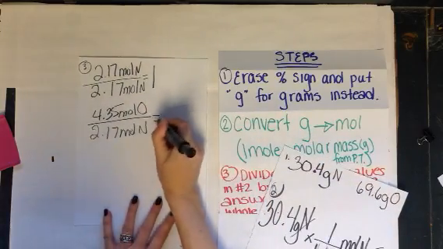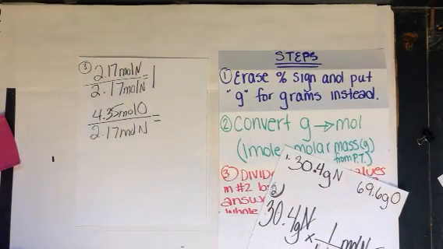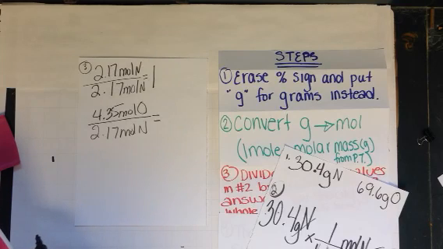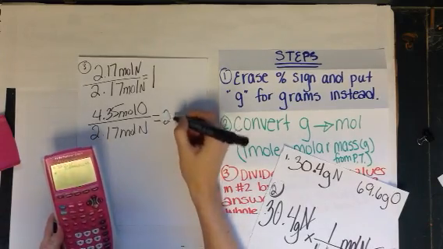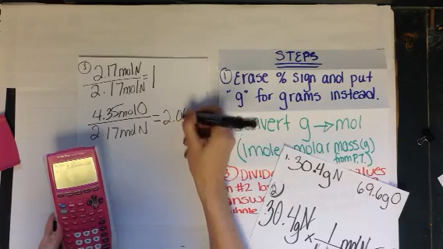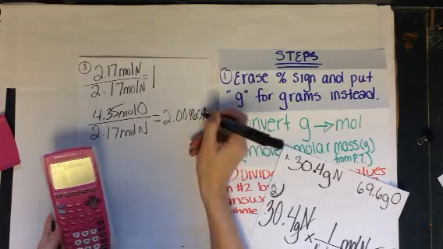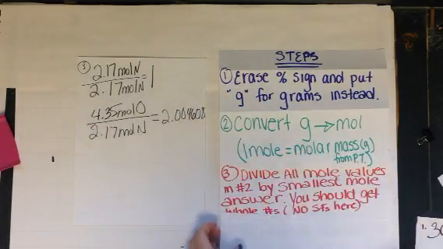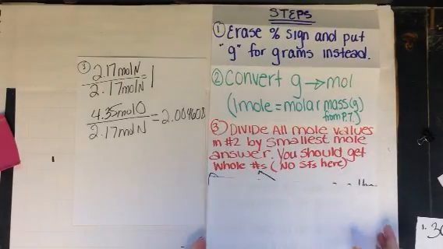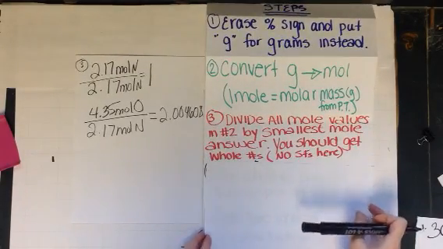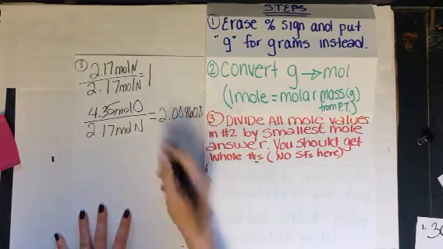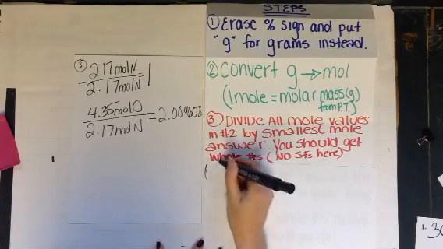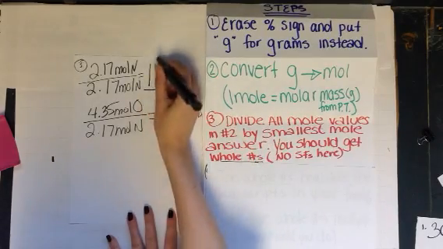Okay? And then when I'm done dividing this out, let's see what I get. 4.35 divided by 2.17. Good. And I get 2, and actually, to tell you the truth, I get 2.004608, okay? But if you remember over here in my steps, it says no sig figs here. So no sig figs, meaning I need whole numbers. Whole numbers. 1 is a whole number.